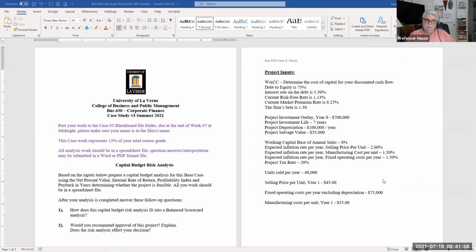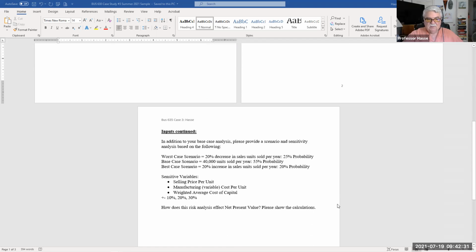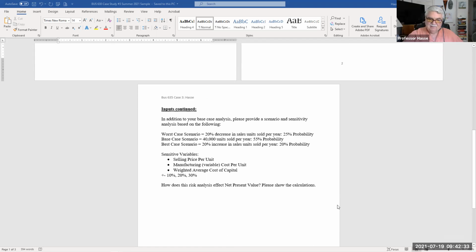Here's our case study number 3, which is a Word or PDF document that you download, and you're given all the inputs. And your job is to put it into a base analysis with a 7-year life and determine the net present value, internal rate of return, profitability index, and payback in years, just like we practiced in class the last couple of weeks. And also we'll be looking at that again in our lecture this week 7. But you have to put together the spreadsheet and then determine based on those variables, and then determine a risk analysis for scenario and sensitivity.